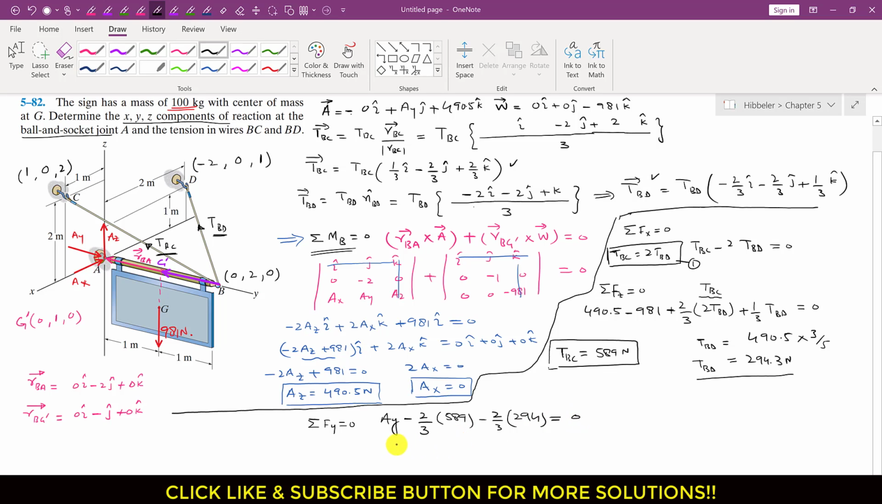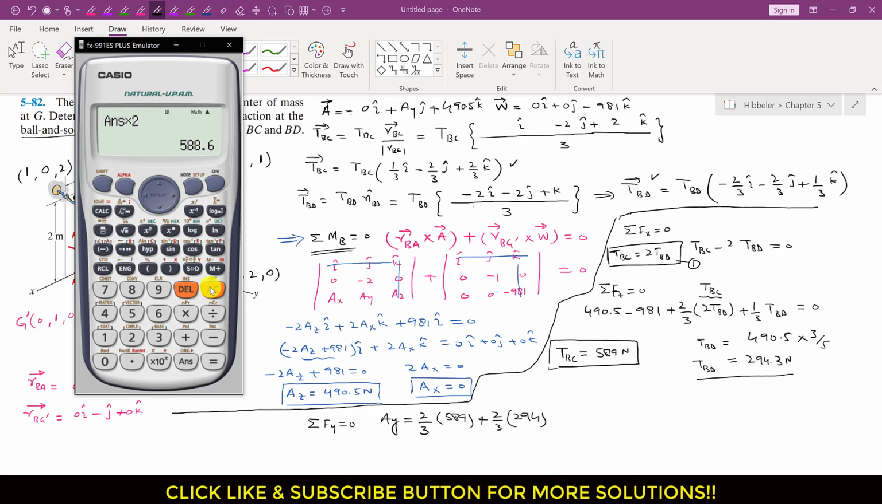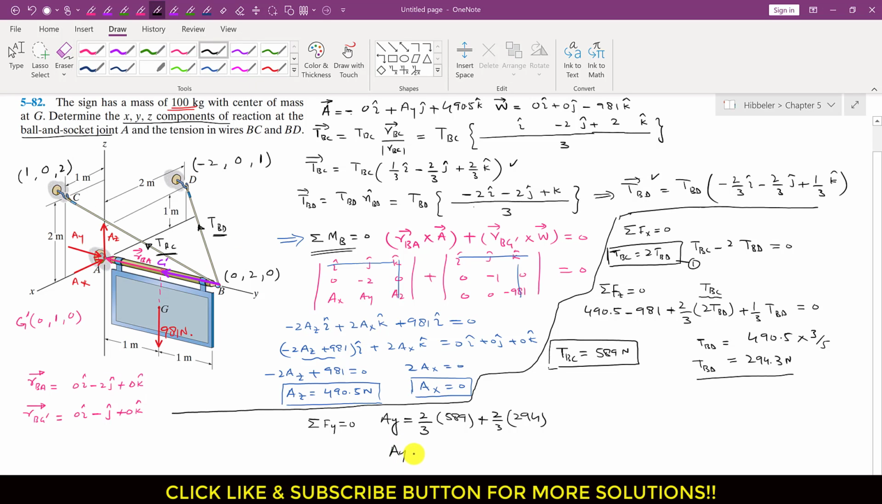From this, if I bring these two to the other side of the equation, they will become positive. So AY will be equal to 2 divided by 3 multiplied by 589 plus 2 divided by 3 multiplied by 294. Right, so this is again approximately 589. So AY is equal to 589 newtons.